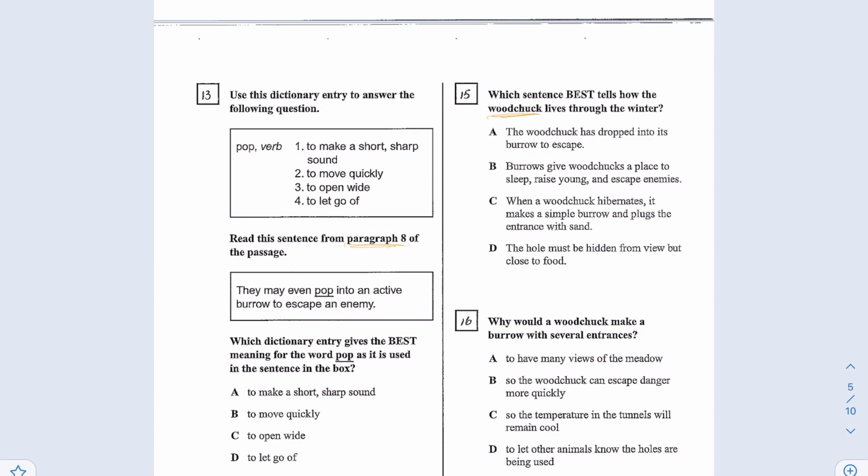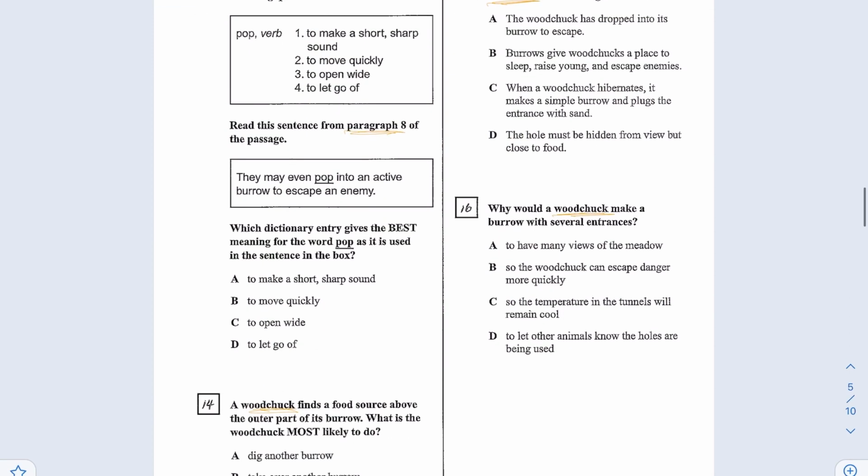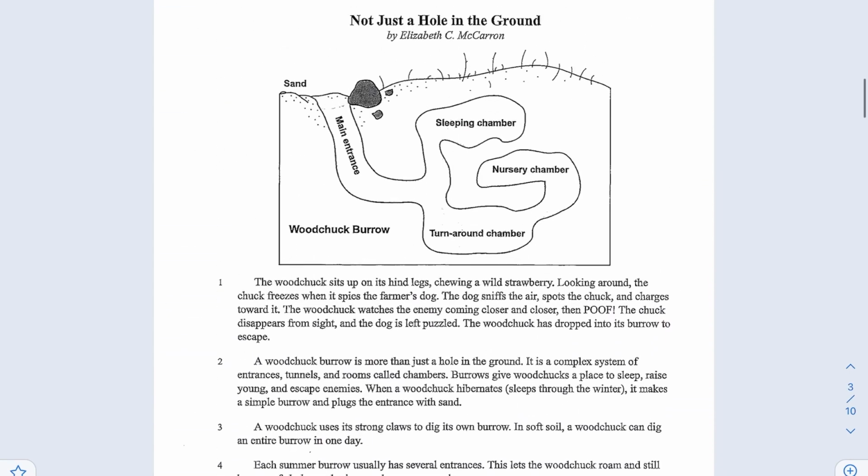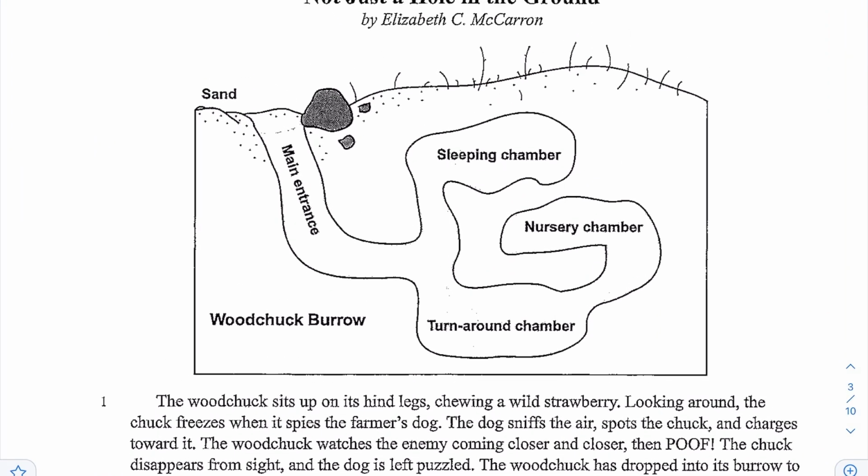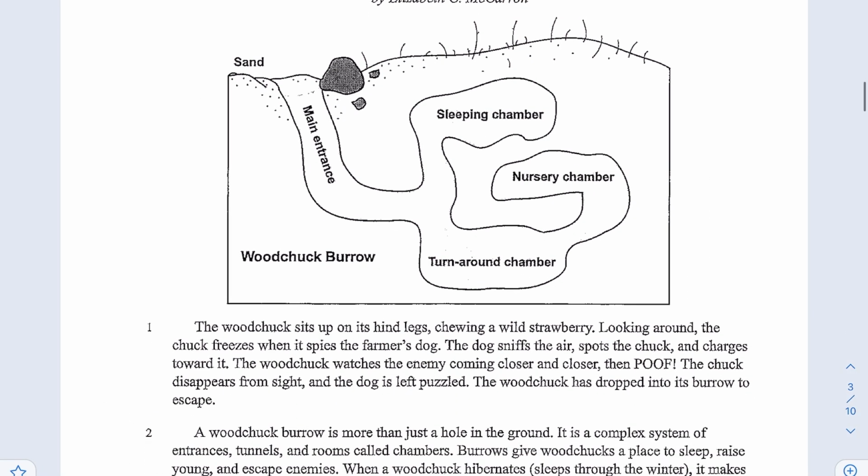And 15, as well as these woodchucks burrowing. So this is probably what the passage is about. So when you preview the questions, you can kind of focus on key parts of this passage. So let's read this one together.